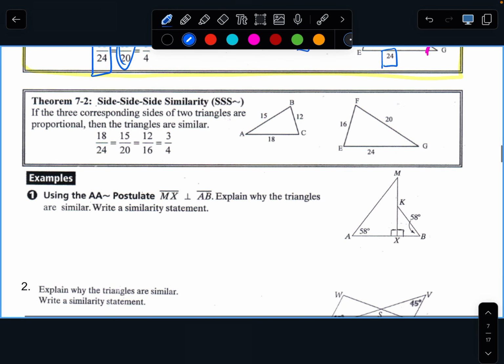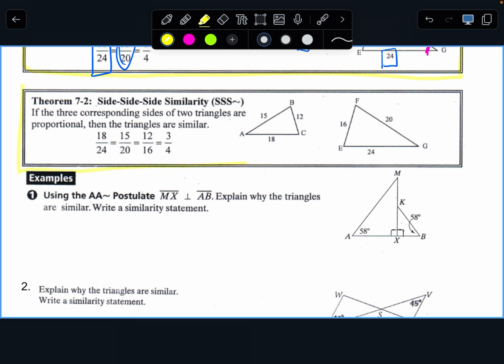Side, side, side, I hate the most, because that's the worst part of doing similar triangles when you have to do all fractions. But you don't have to do anything with angles. And this is only for triangles, P.S. It only works for triangles. So you got to do all the sides. So it's whatever, it's fine.